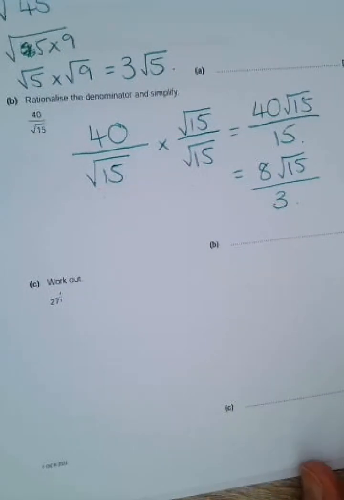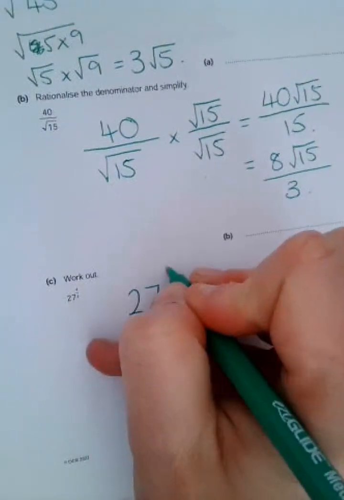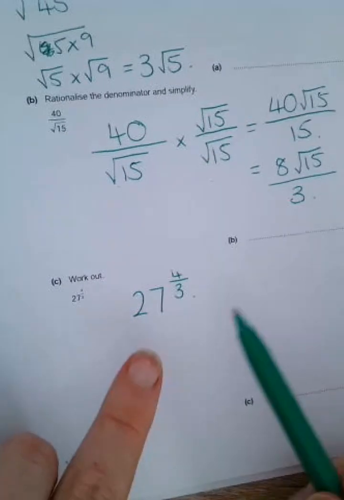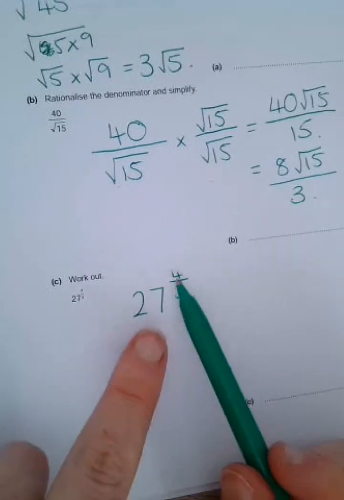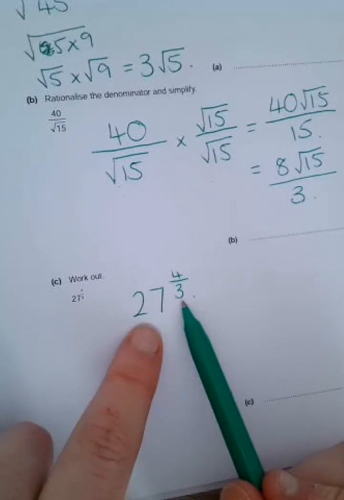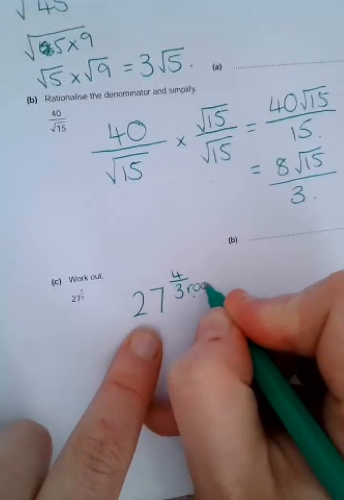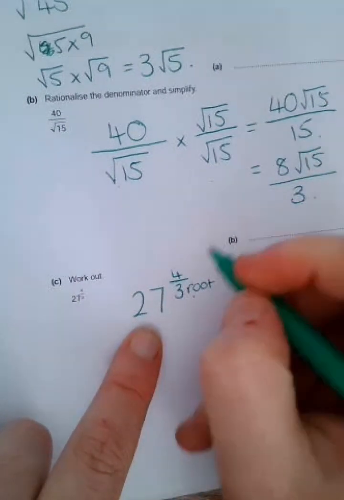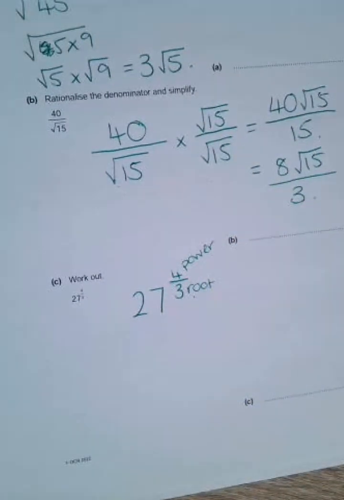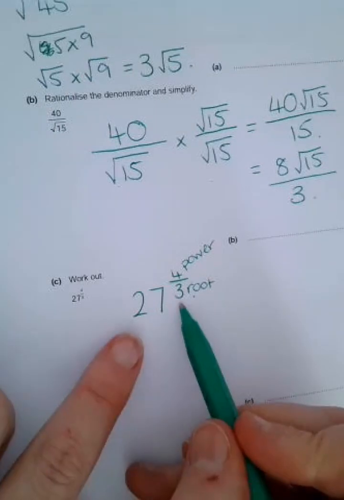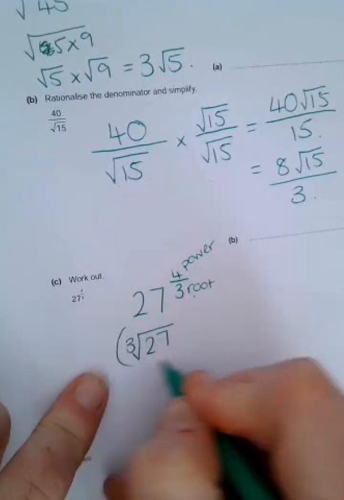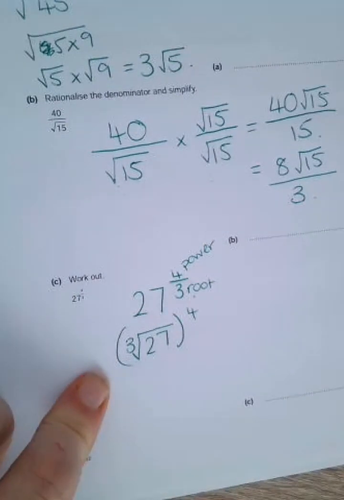Okay, final one. Write this a bit bigger. 27 to the power of 4/3. I always imagine this a bit like this is my line of soil and this is my flower at the top, and this is my root. So this would be my root under the soil. There's my soil line. And this would not be my flower, but my power. Okay? So when I do this, I'm going to do the cube root of 27 to the power of 4.